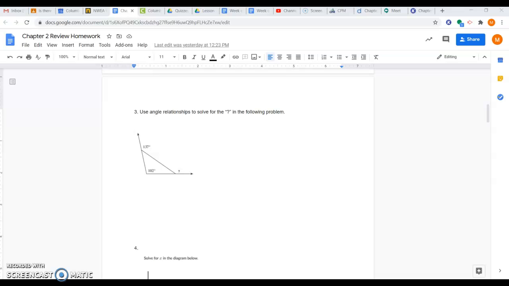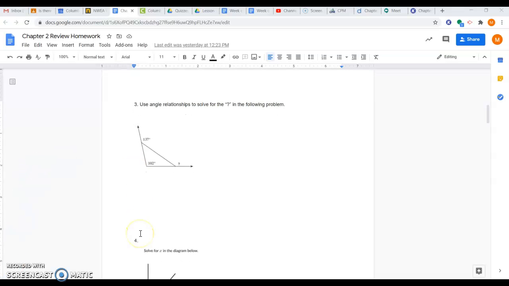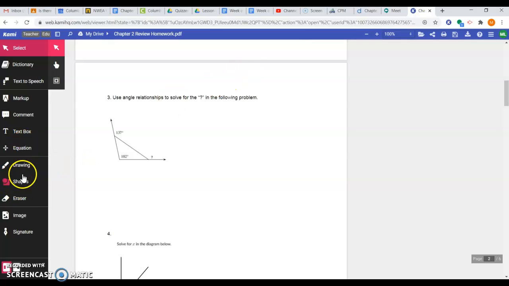Alright, here is a video explaining 3, 5, and 8C in our review homework for Chapter 2. Now, this problem here involves quite a few angle relationships, that's why I thought it was fitting, and the key one that I was trying to hit on this problem was the triangle sum theorem, but there's others that get involved here. And I want to go to my Cami one so I can draw on it.